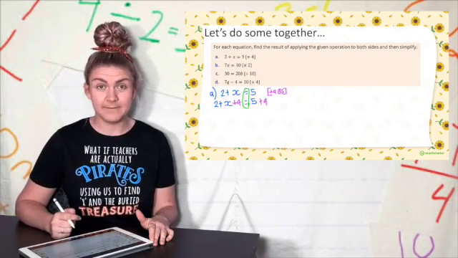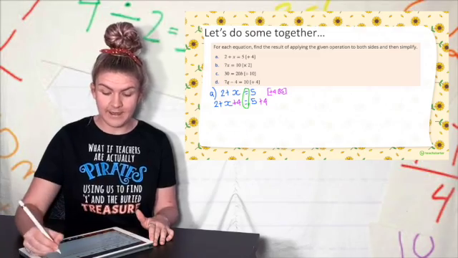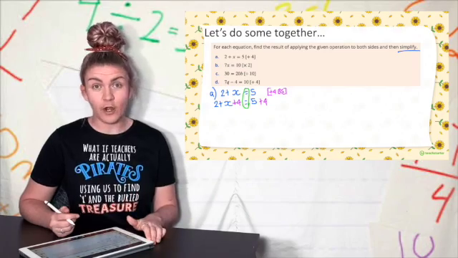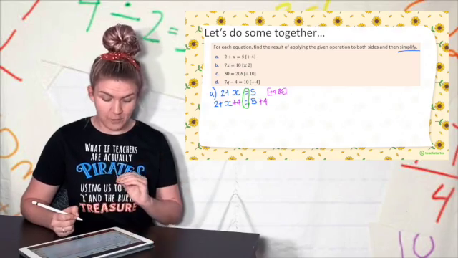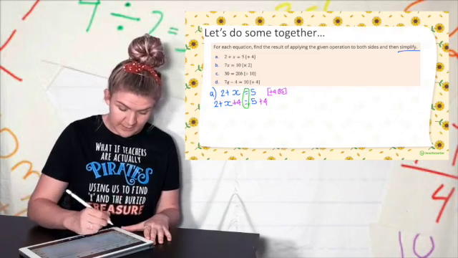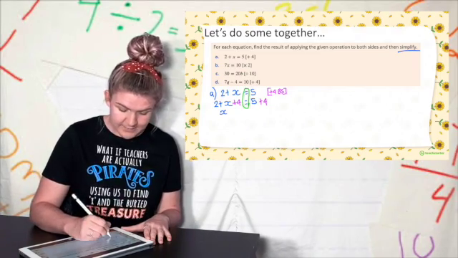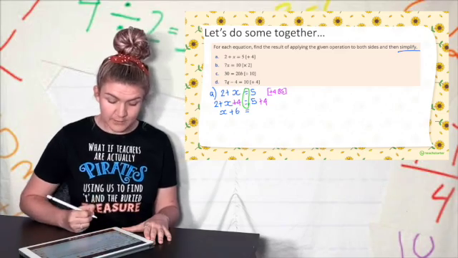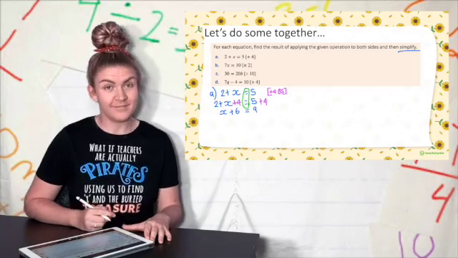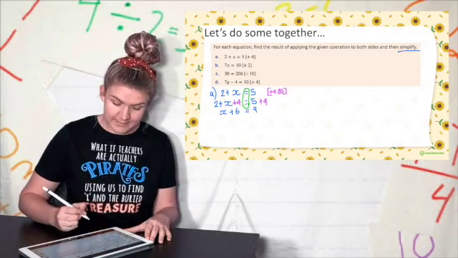Now that I've added to both sides, I now need to simplify, it says. So I've got to group any like terms, which here is my constants. I've got a 2 and a 4. 2 plus 4 is 6. I also know that my constant should be at the end, so I've got my x, and I've got plus 6 equals 5 plus 4 equals 9. There we go. All right, let's try B.